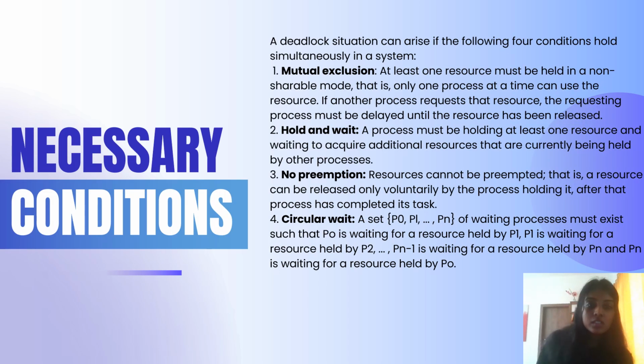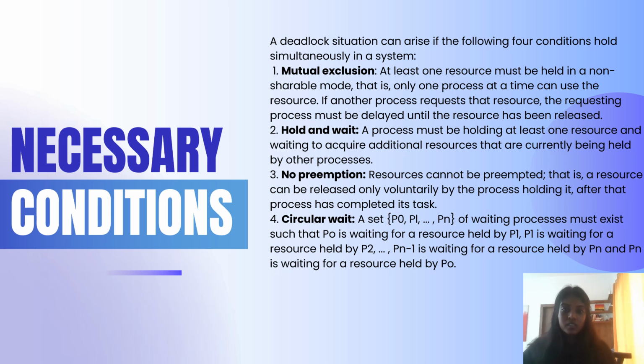So now let's see what are the necessary conditions for a deadlock to take place. A deadlock situation can arise if the following four conditions hold simultaneously in a system. The first one is mutual exclusion. At least one of the resources must be held in a non-shareable mode, that is, only one process at a time can use the resource. If another process requests that resource, then the requesting process must be delayed until the resource has been released.